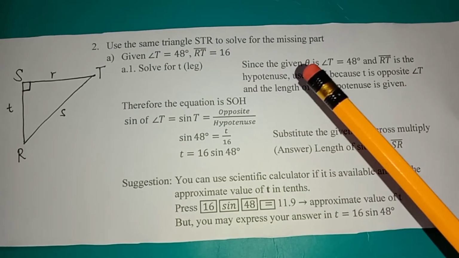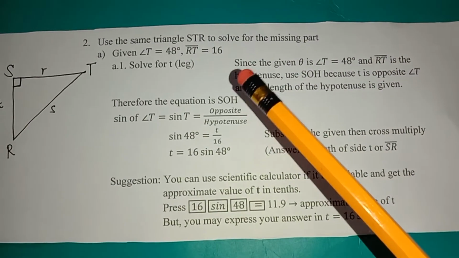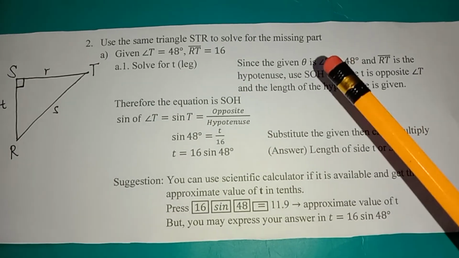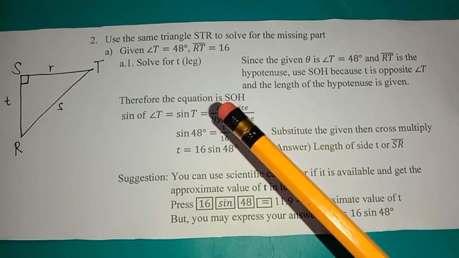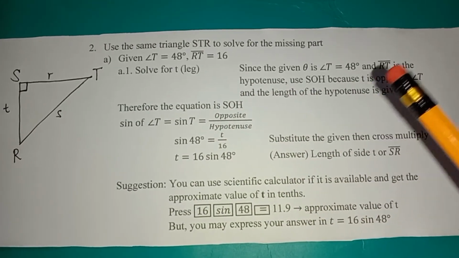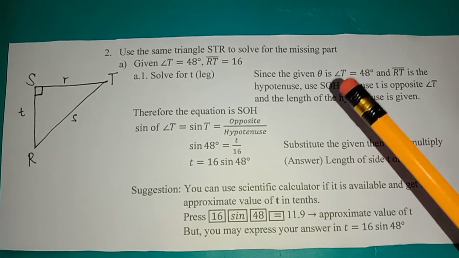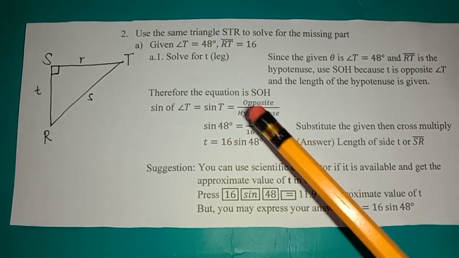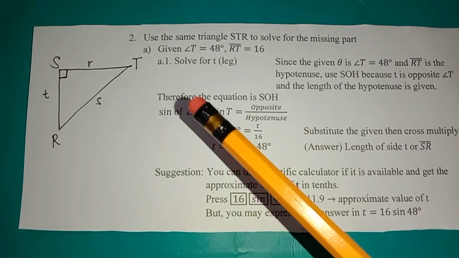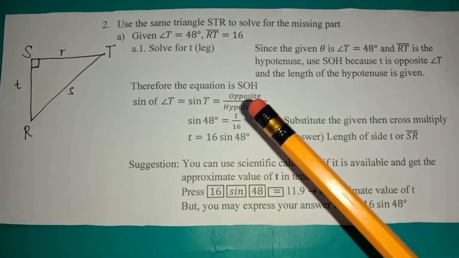Since the given theta is angle T equals 48 degrees and RT is the hypotenuse, use SO because T is opposite of angle T and the length of the hypotenuse is given. So that is the applicable equation formula. You cannot use K or TOA. So sine of angle T, that is equals opposite over hypotenuse.